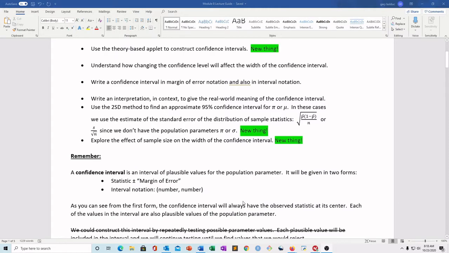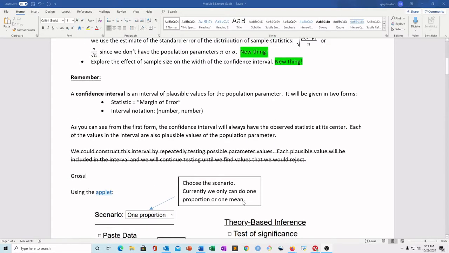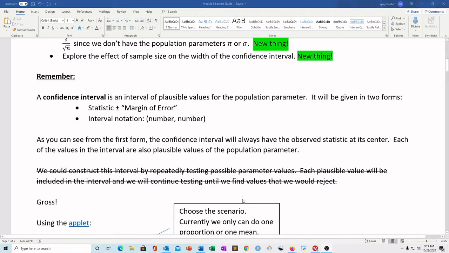Okay, so remember, we've got a confidence interval, and that to us is the interval of plausible values for the parameter. So we've got two ways of writing this. We've mostly used the second way, interval notation. So number comma number in here, right? But there's also another way to write it, and so we can rewrite any one of these intervals as statistic, which will be the middle of it, plus or minus the margin of error. So that's the middle plus or minus how much you need to get to one of these outside numbers. And so this is just two ways of writing the same thing.